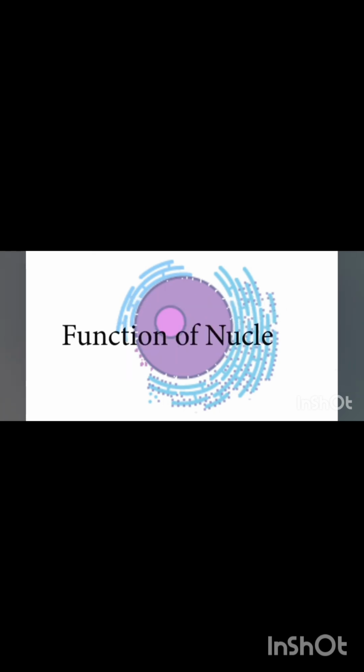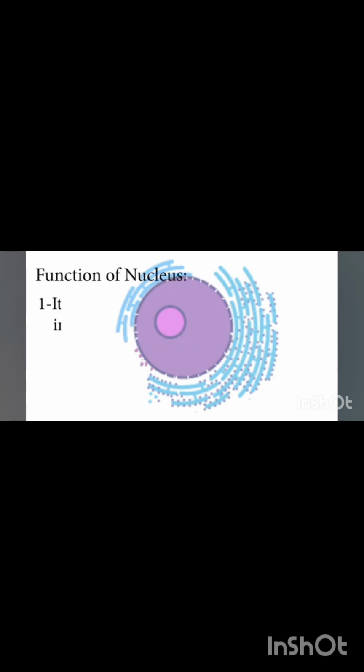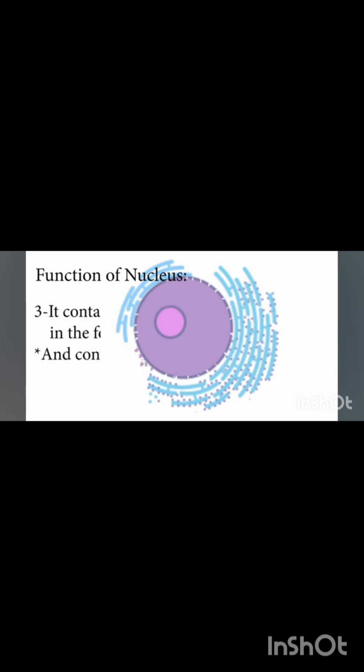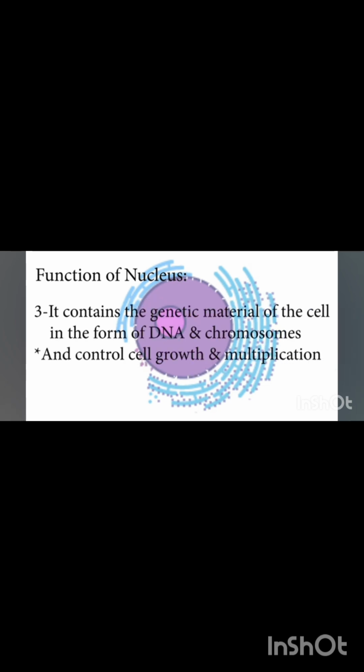Next, we are going to study the functions of the nucleus. The first function is that it controls all the chemical activities in the cell. It regulates and controls the working of other organelles in the cell. It contains the genetic material of the cell in the form of DNA and chromosomes, and also controls cell growth and multiplication. I hope you all understood this section.